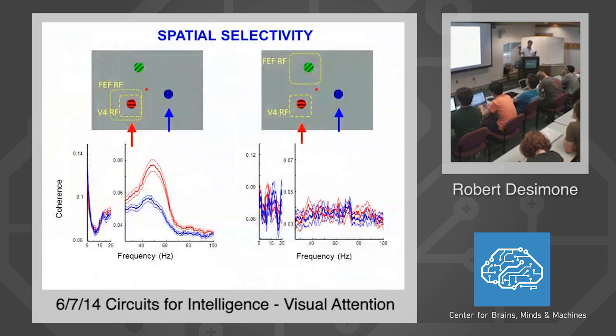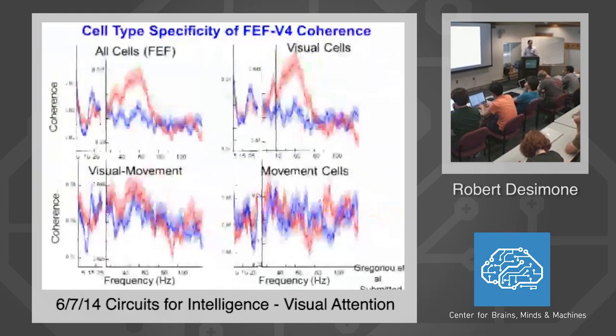And it's highly selective for just the cells that have the overlapping receptive fields. So if you take cells with overlapping fields and measure synchrony, then the effects of attention are very big. But if you look at cells which have different receptive fields in the two areas and look at synchrony across those, there's no synchrony and there's no increase in synchrony with attention. So you've got to have everything lined up for it to work.